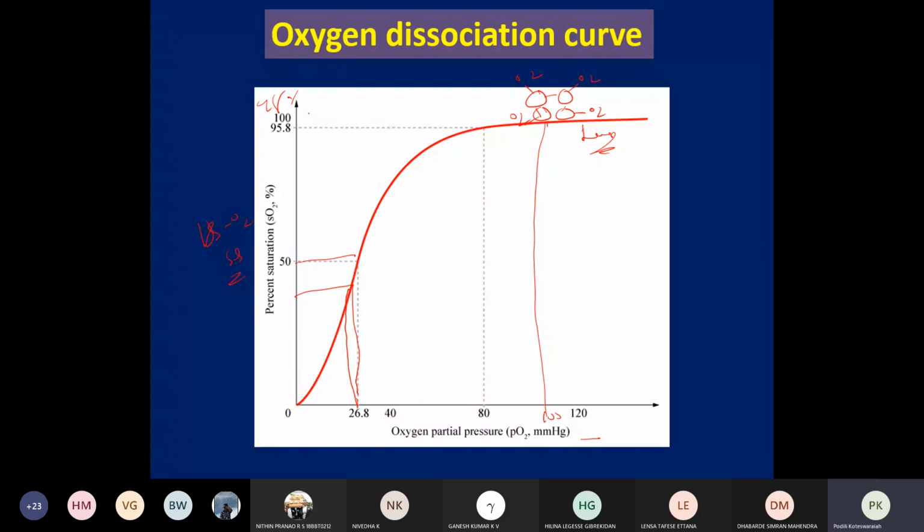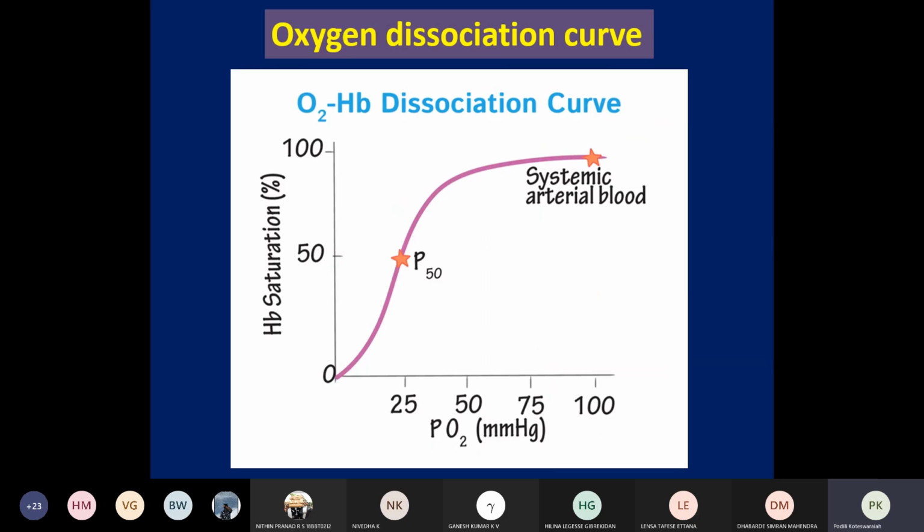So that is the saturation. 0% saturation means none of the hemoglobin molecules are carrying any oxygen. That means no oxygen is bound to the hemoglobin. So that is the meaning of the saturation percent. 100% saturation means all the hemoglobin molecules are loaded with oxygen. 50% saturation means 50% of the hemoglobin molecules are bound with oxygen, whereas 0% saturation means none of the hemoglobin molecules are carrying oxygen.